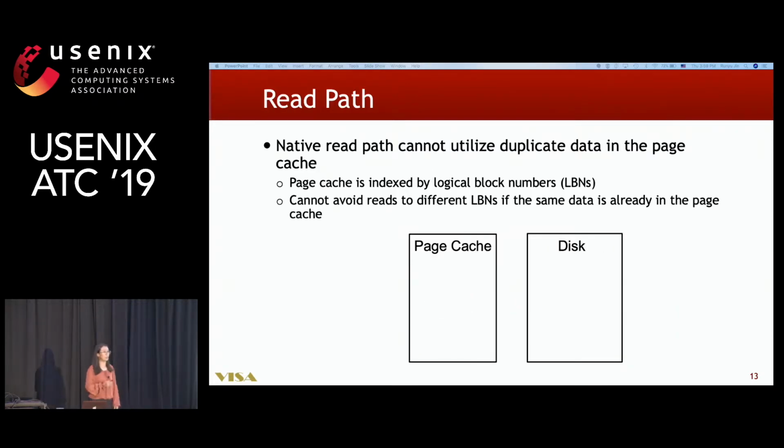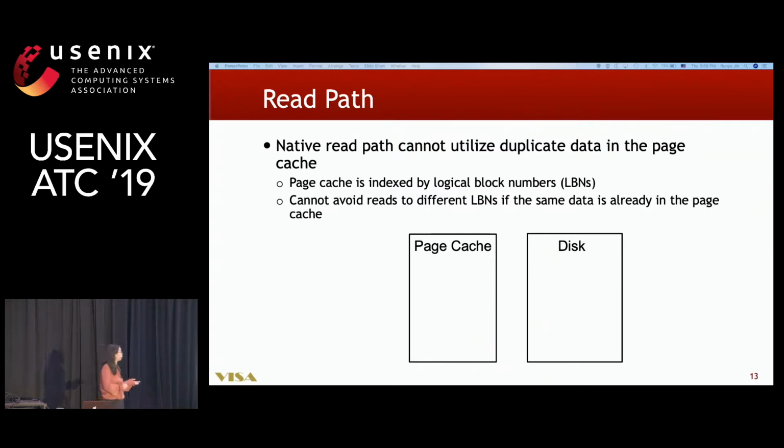Then let's see how a read is handled. The native read path of a deduplication system cannot utilize the duplicate data in the page cache, since the page cache is indexed using LBNs, and it does not know that different LBNs may contain the same data. So it cannot avoid extra reads, even if the same data is already in the page cache.